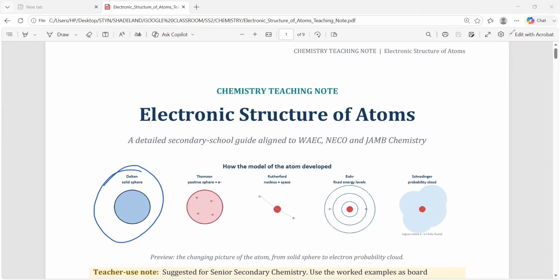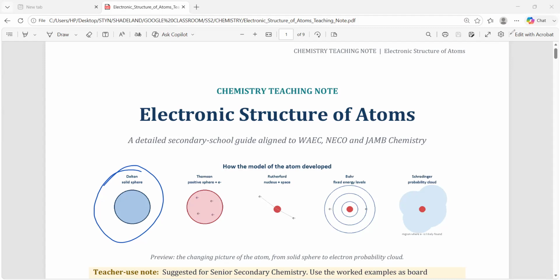Then from there, another modification came. Niels Bohr came with his own modification. Niels Bohr said, yes, the nucleus is truly positive, at the center of the atom, but the electrons are not just moving about randomly. The electrons are moving around the nucleus in orbits, which we now call shells, okay? So that is up to this level of your study. This is the much you are expected to be able to explain, the orbital diagram of the atom.